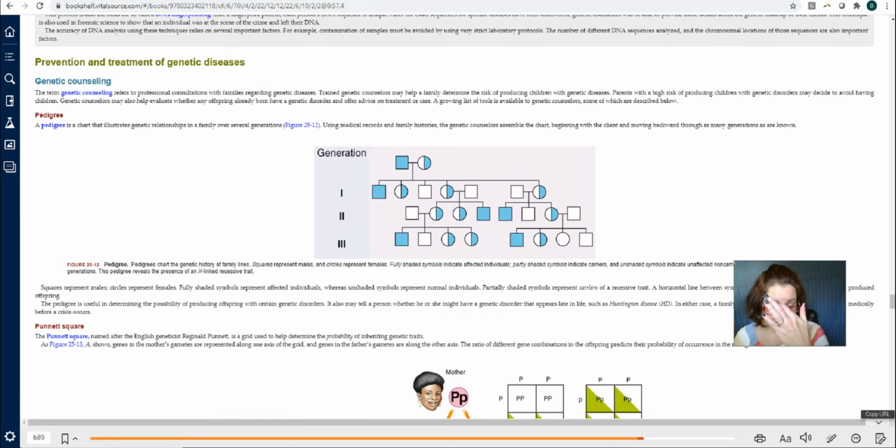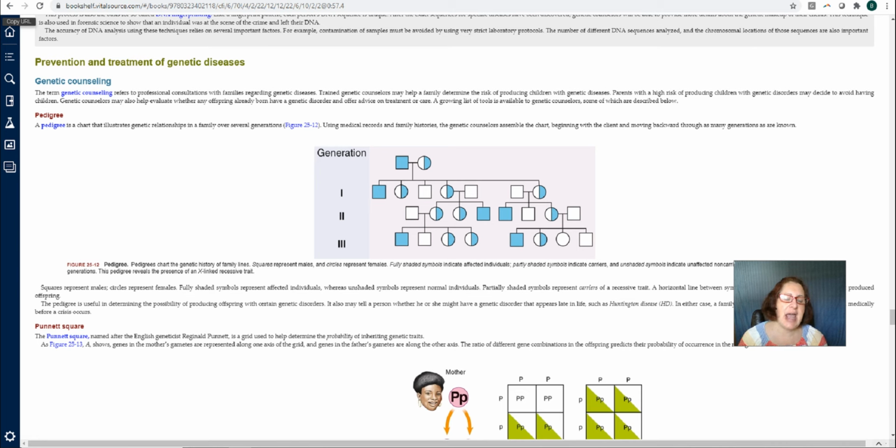Okay, genetic counseling. If you know that you carry something or you fear that you carry something, you can have some genetic testing done. You can find out if you're a carrier for various things. You can calculate your odds of having certain babies.